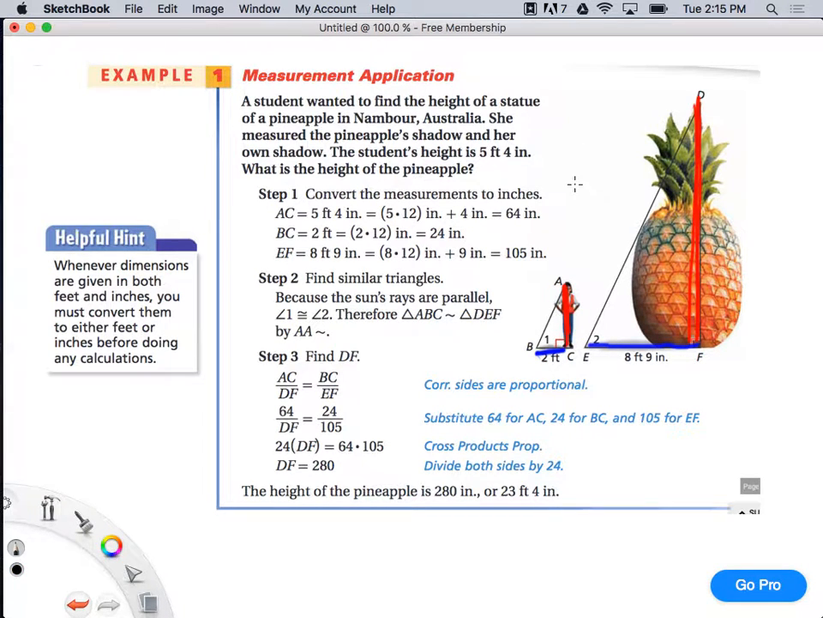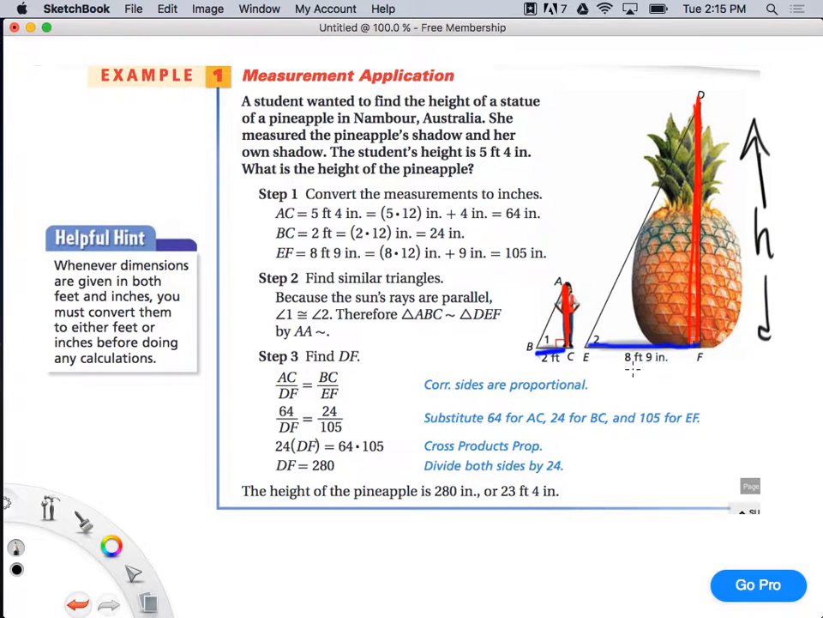What does it say? What is the height of the pineapple? So here's the height of the pineapple, which is DF. I'm solving for the height. So I set up my ratios. But before I set up the ratios, what do you notice about these things here? There's feet and inches, right? So what I want to do is convert everything to inches.